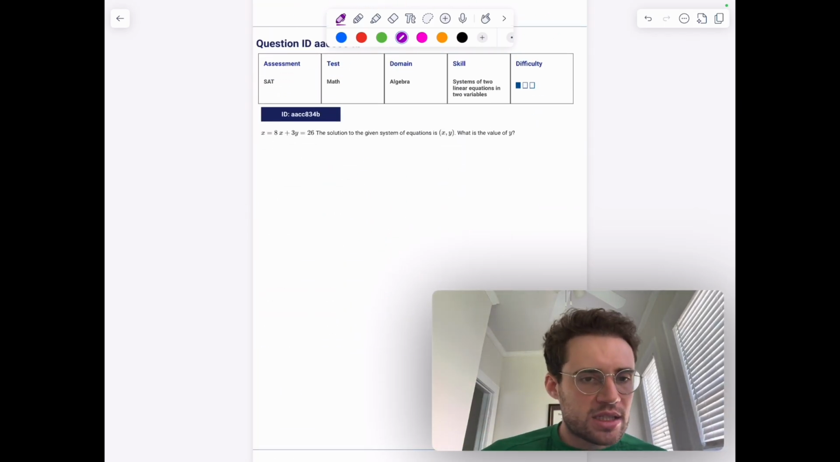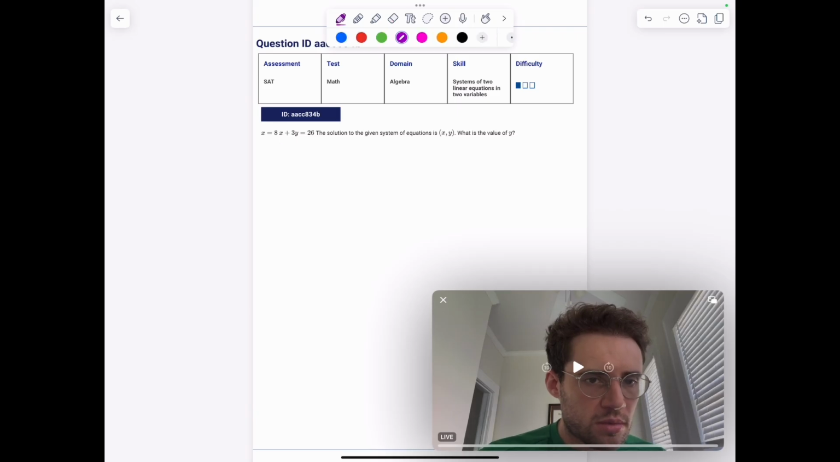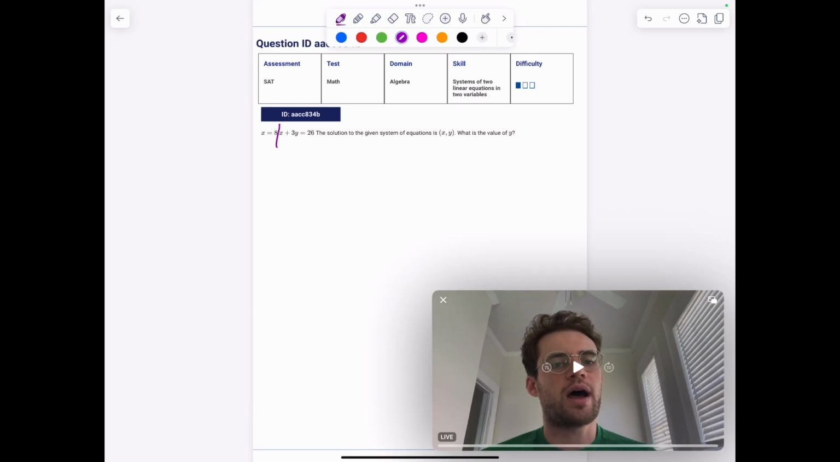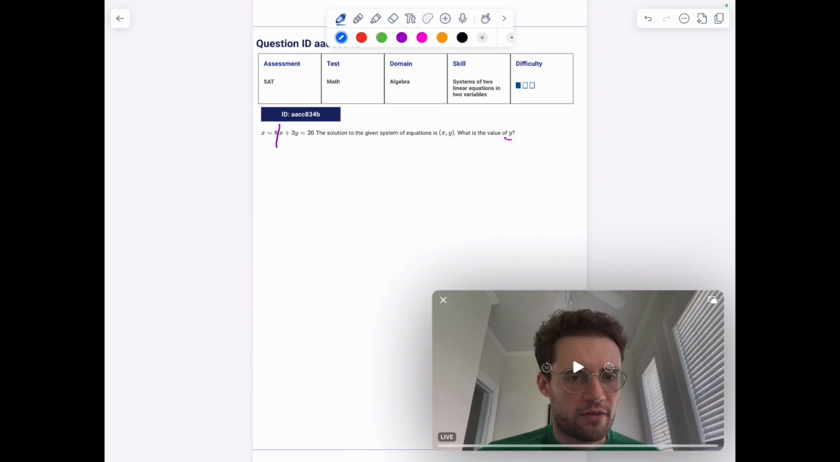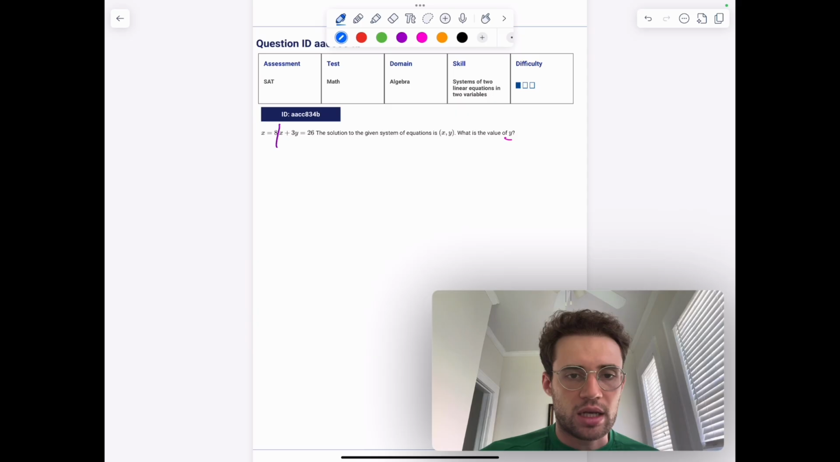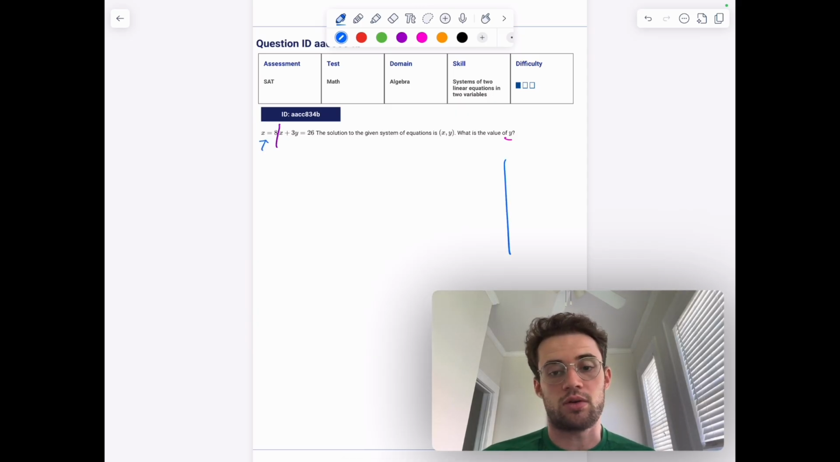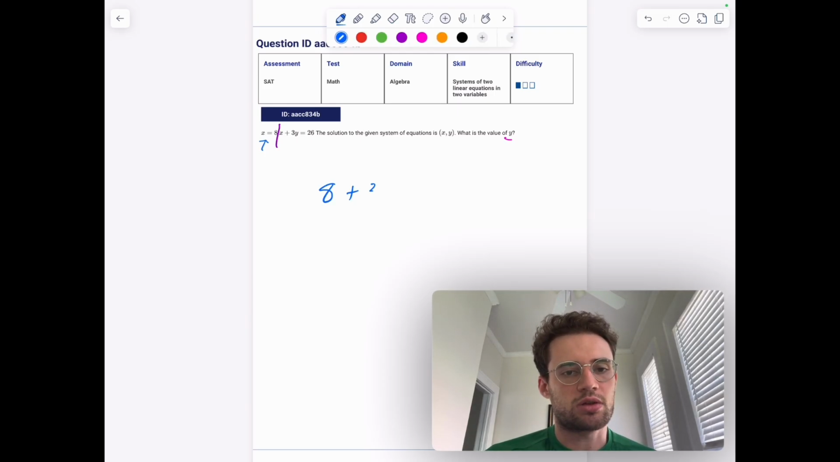X equals 8 is one equation, and x plus 3y equals 26 is the other equation. The solution to the given system of equations is x comma y. What is the value of y? All right, so we're just trying to find the y coordinate of this point that's a solution to both of them. And we know x has to be 8. Those are the only points that appear on that vertical line, x equals 8. And we'll just plug in 8 as the value of x in the second equation, and we get 8 plus 3y equals 26. Now we just have to solve for y.